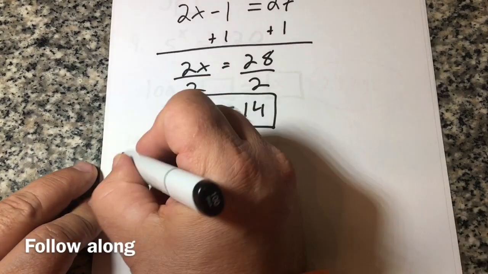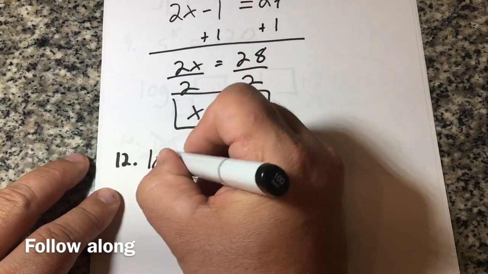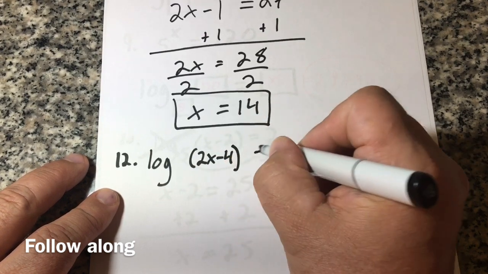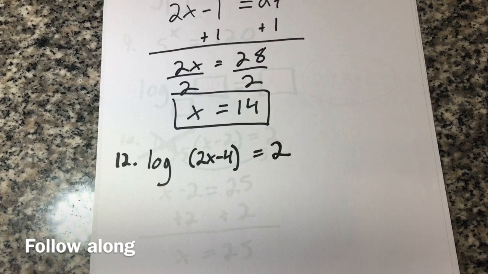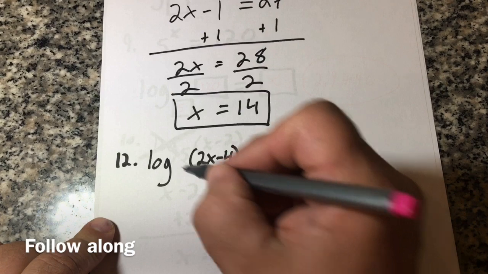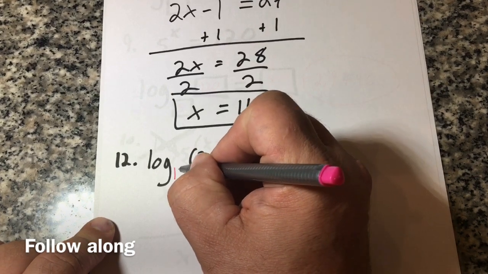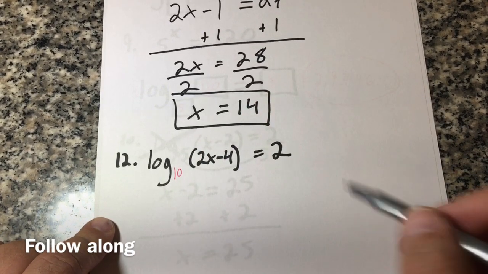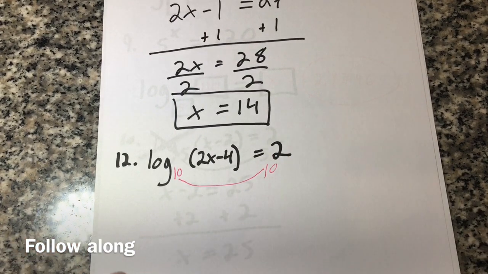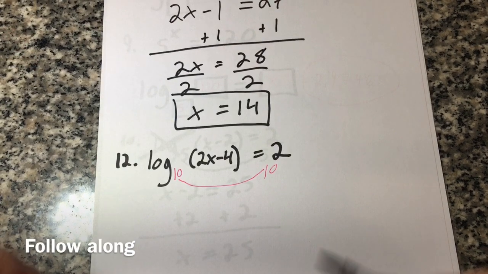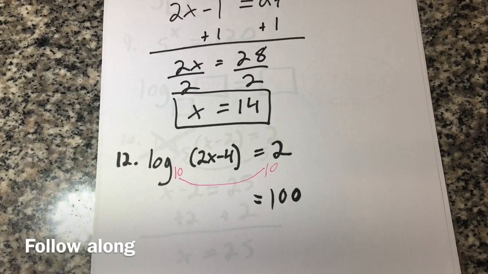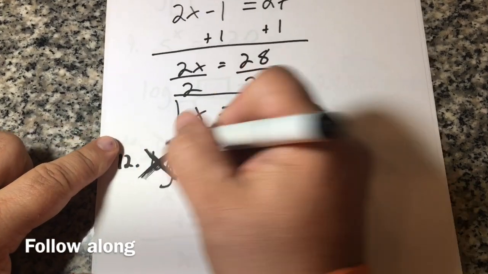Number 12. Log of 2x minus 4 equals 2. So this is a tricky one. Notice there's nothing down there. And I think we've already discussed this. If there's nothing down there, it's a hidden 10 as the base. So the log leg is going to kick that 10. And the 10 is going to push up to 2. And 10 squared, that's going to equal 100. So the 2x minus 4 comes down after the log leg runs away.